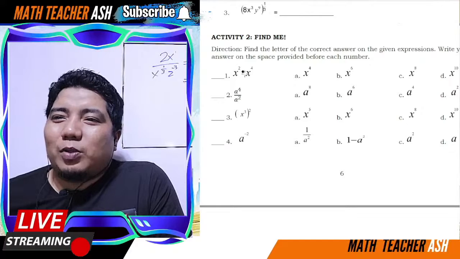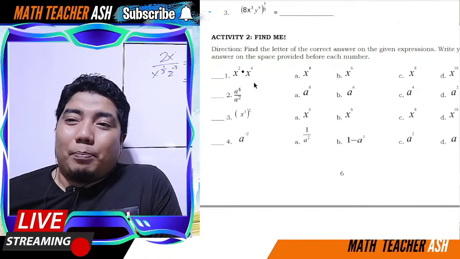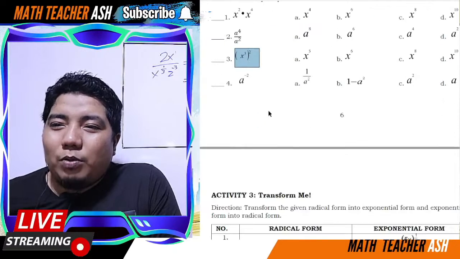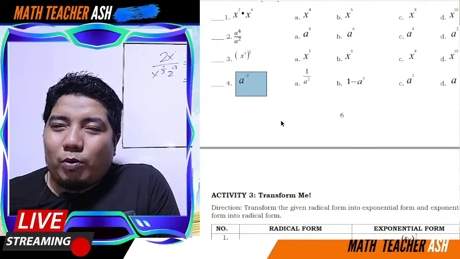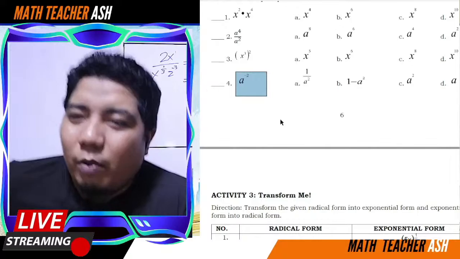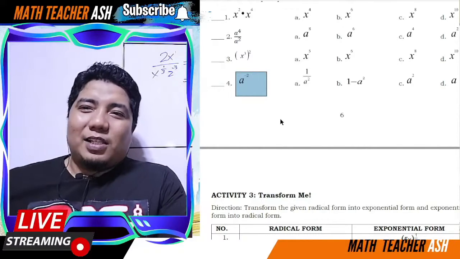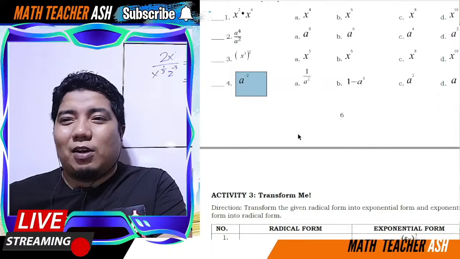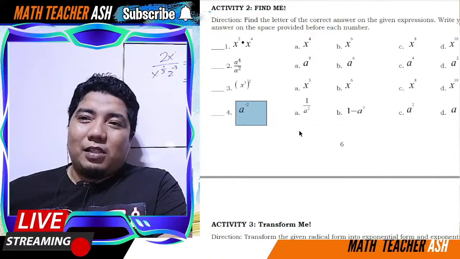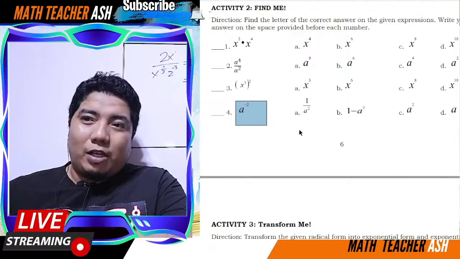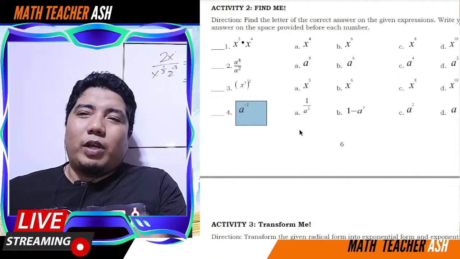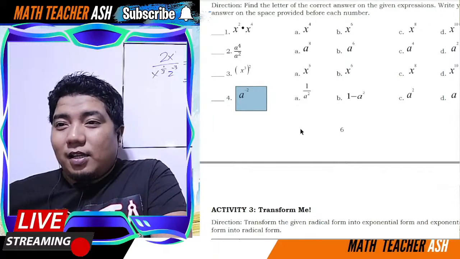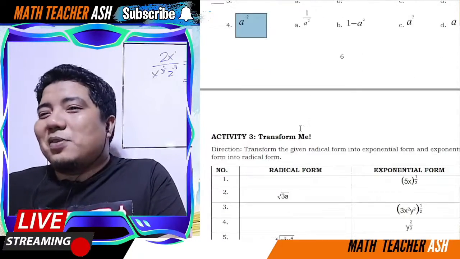ABCD. So, x squared times x to the fourth. Apply the product rule. Ito naman, quotient rule. Ito naman, power of a power rule. Ito naman, negative exponent rule. Kung hindi mo pa rin alam yan, well, check our live discussions or even our discussions in the playlist. Because I already discussed the positive integral exponents, the negative integral exponents, and the zero exponents, as well as the rational exponents. Okay, next.